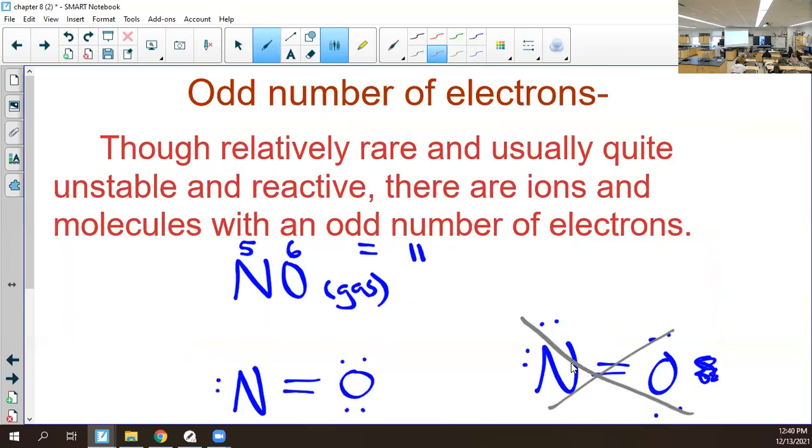Okay, so here we go. Though relatively rare and usually quite unstable and reactive, there are ions and molecules with an odd number of electrons. Nitrogen monoxide is the number 1 example here. When we go to draw this, it's these 2 atoms. Nitrogen has 5 valence electrons. Oxygen has 6. 5 plus 6 equals 11.